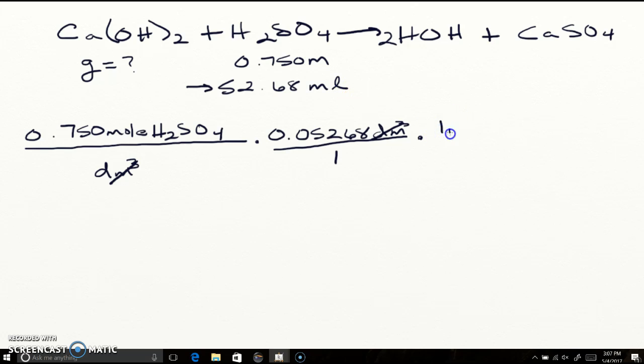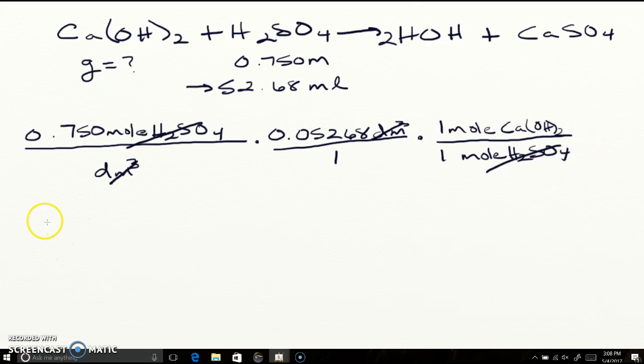And since I'm looking for calcium hydroxide, I have 1 mole calcium hydroxide. Oops, let me draw that again. To 1 mole of sulfuric acid, H2SO4. And look, your units cancel out. Please follow those units. Sulfuric acid cancels out here. Now I have 1 mole of calcium hydroxide.